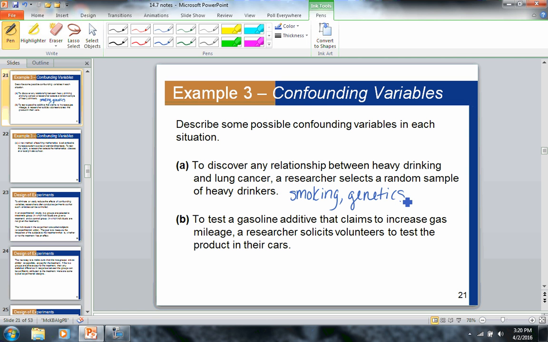For Part B, to test a gasoline additive that claims to increase gas mileage, a researcher solicits volunteers to test the product in their cars. Okay, sounds good, but it depends on the type of car you have, and it also depends on the condition your car is in. Okay, foreign cars might perform differently than domestic cars. Older cars might perform differently than newer cars. So those would be confounding variables.